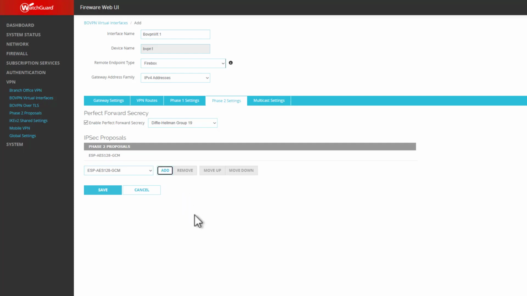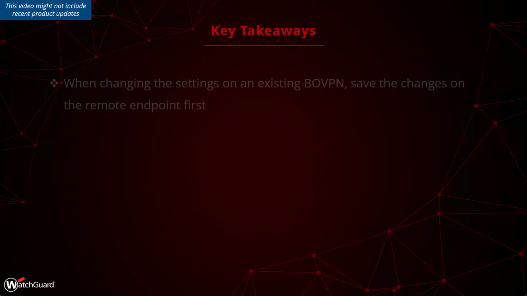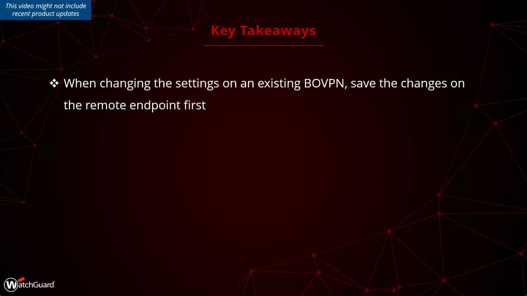And that's pretty much it for the configuration piece, but what I do want to point out here is that different models, of course, have different hardware. So you may need to test different proposals and different Diffie-Hellman groups on your Fireboxes to figure out which ones work best. But even the combination I have here should offer better security and better performance on most models compared to the default settings.